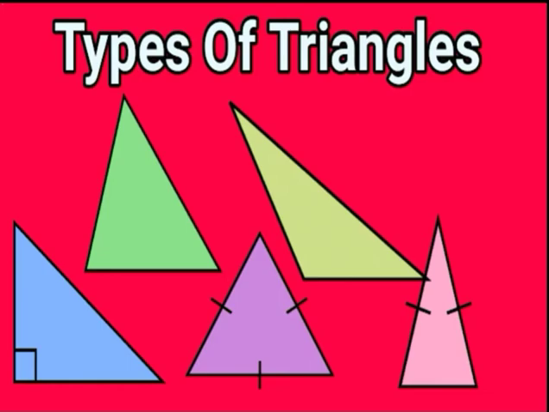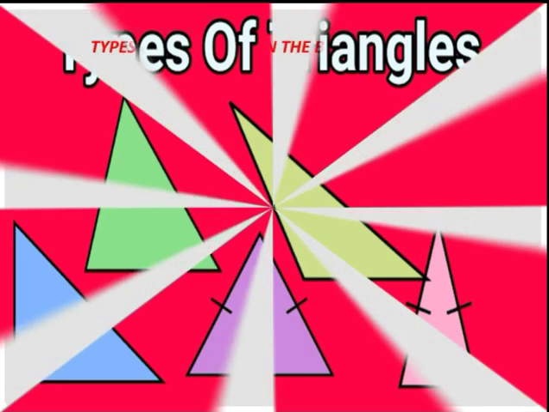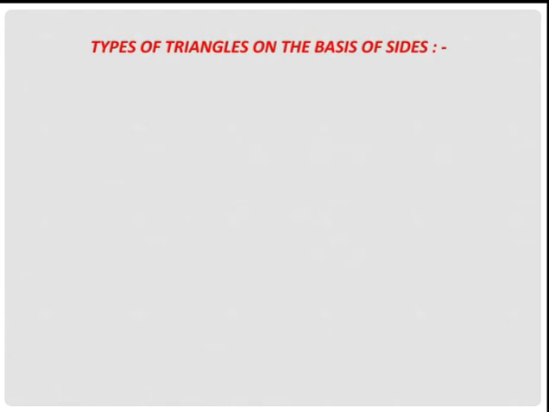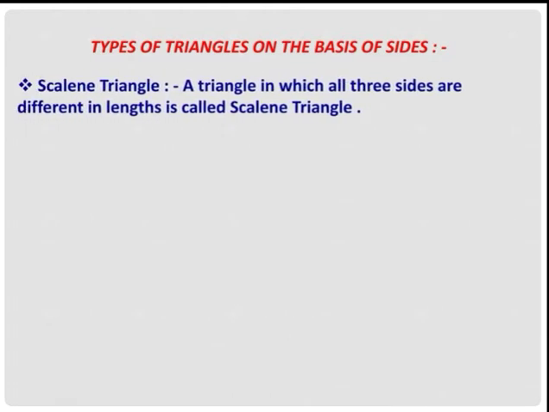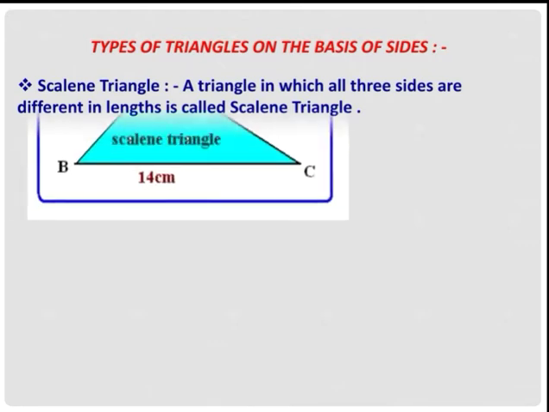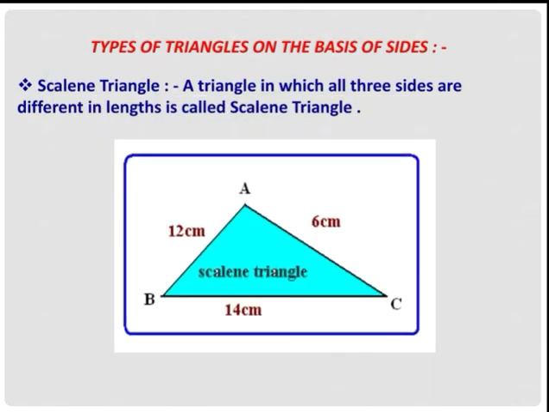Now let us understand types of triangle. First of all, understand types of triangles on the basis of sides. Let us understand scalene triangle. What is a scalene triangle? A triangle in which all three sides are different in length is called scalene triangle. Let us understand with the example. Here scalene triangle is given. We can observe that all the sides are of different length. So it's a scalene triangle.